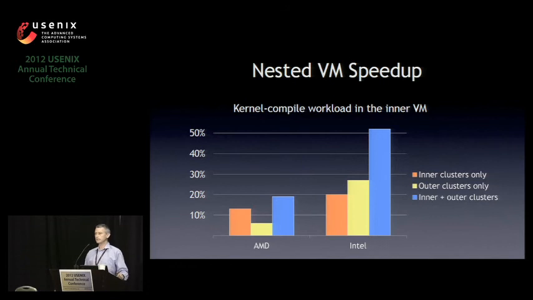On AMD, the improvement is somewhat slower, mainly because AMD doesn't have the equivalent of the VM read and VM write instructions that I mentioned earlier. These are straight memory accesses that do not cause exits. Still, there was some improvement on the order of 20%, which is significant.